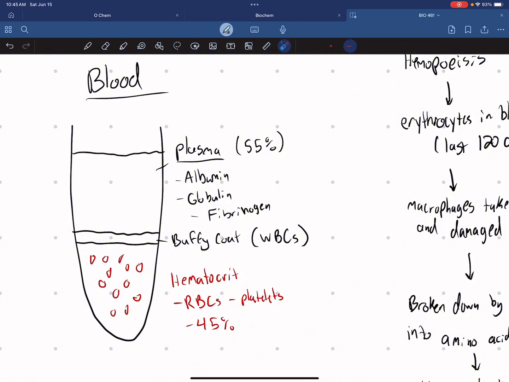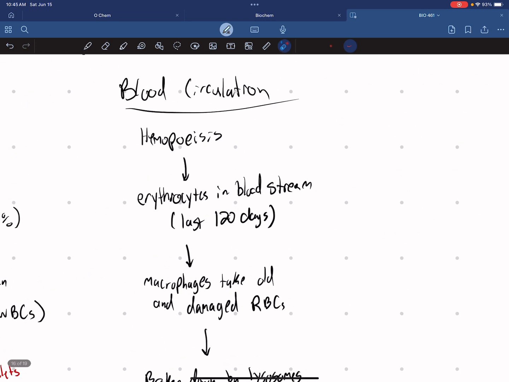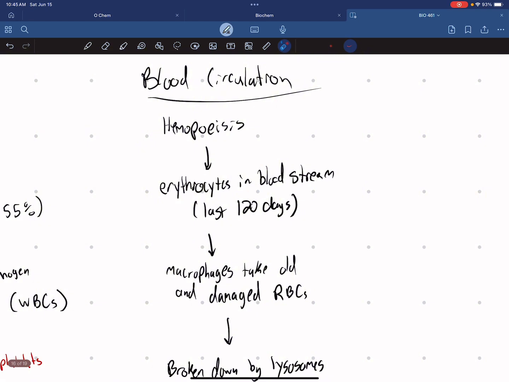And at the bottom, we have this dark red layer that makes up about 45% of the blood, which is called hematocrit, which contains the red blood cells and platelets and things like that. So if we go over here to blood circulation, we'll talk through how blood is circulated into the body and out of the body. We start with hemopoiesis, which is the formation of red blood cells or erythrocytes. These red blood cells stay in the bloodstream for about 120 days.